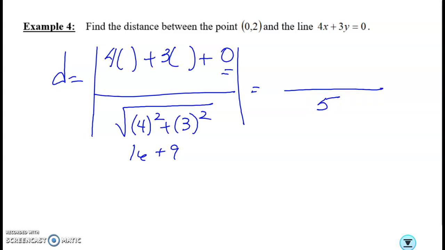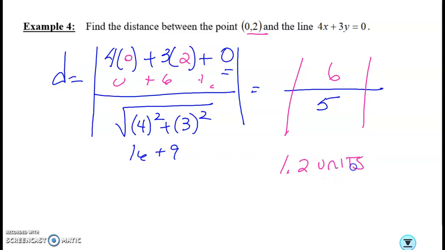And up here, I need to go back and put the points in, 0 and 2. So this is 0, of course. This is 6 plus 0. This is 6. So the distance between the point and the line is 6 over 5, or about 1.2 units.